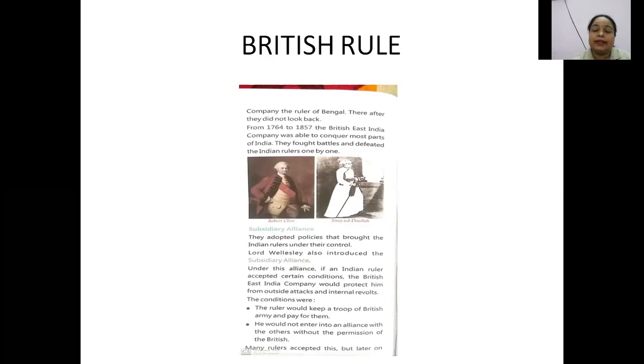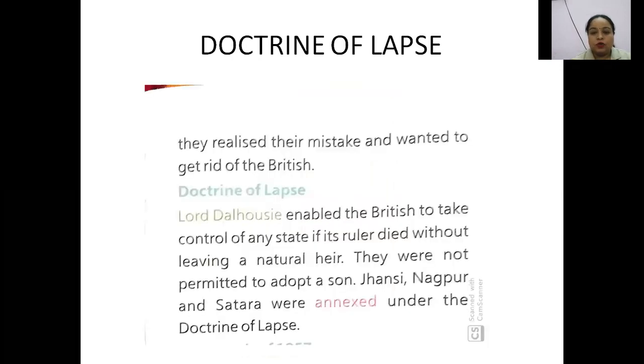But later they recognized that this treaty or this alliance was not good, and they wanted to get rid of the British rule in India. Okay. So the next important treaty or next important step which the Britishers adopted to capture Indian territory is the Doctrine of Lapse.